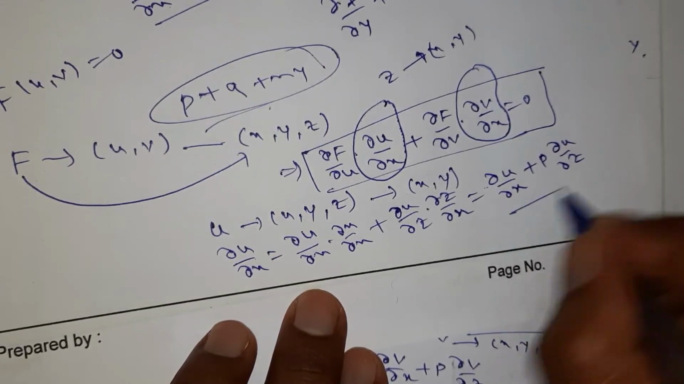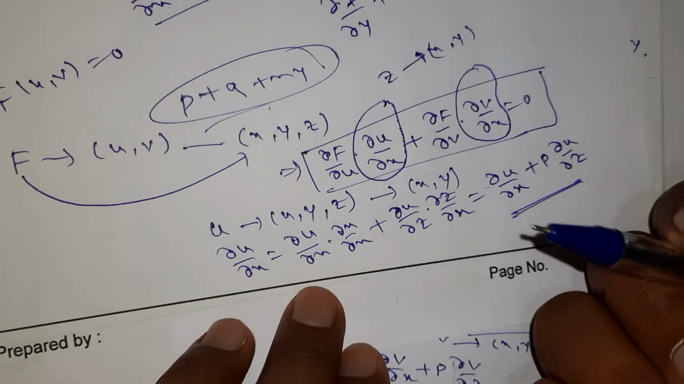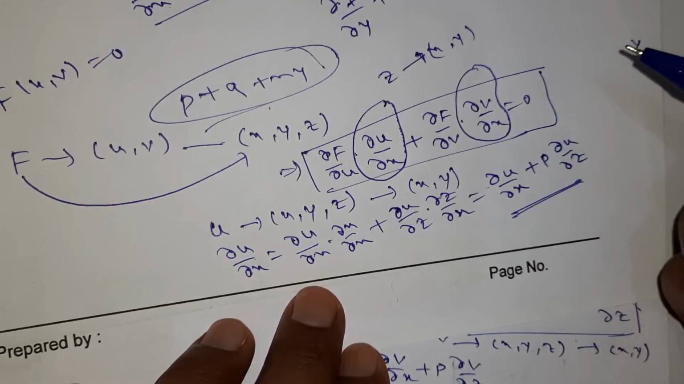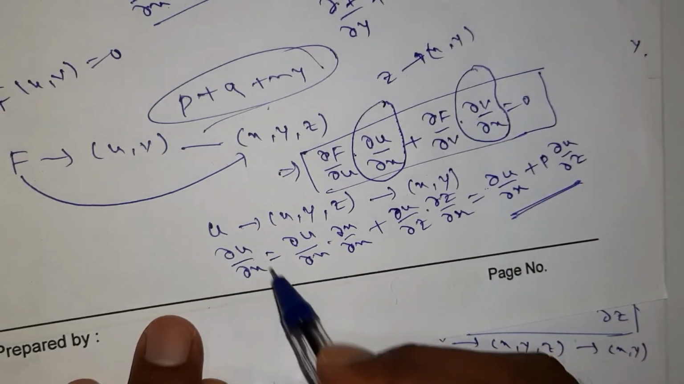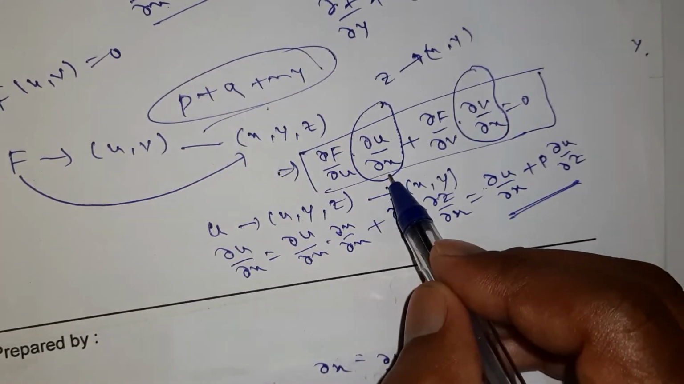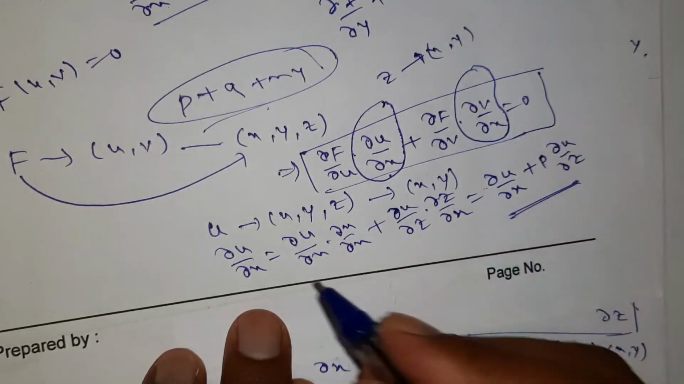Understood it? This term. What we did in our first case for an arbitrary constant, ∂f/∂x plus p into ∂f/∂z, like that, here u is there. Now put this value of ∂u/∂x in this equation. Right? Similar way, I can find ∂v/∂x.